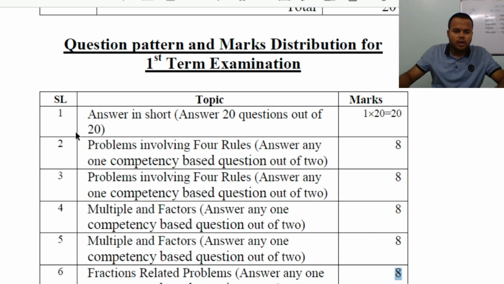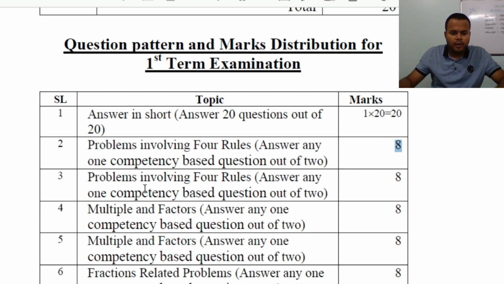Question number one, answer in short. Answer 20 questions out of 20. Here you are given 20 questions and you have to answer all of them, and each will carry 1 mark. So the total marks will be 20. And question number 2, problem solving involving 4 rules, and answer any one competency based question out of 2. That means you are given 2 questions and you have to answer 1, and marks is 8.